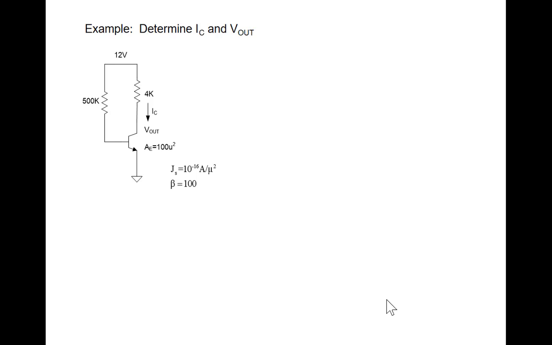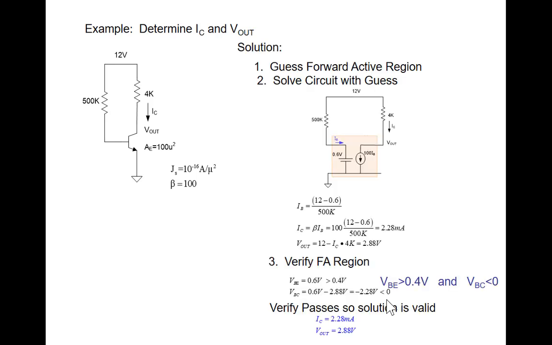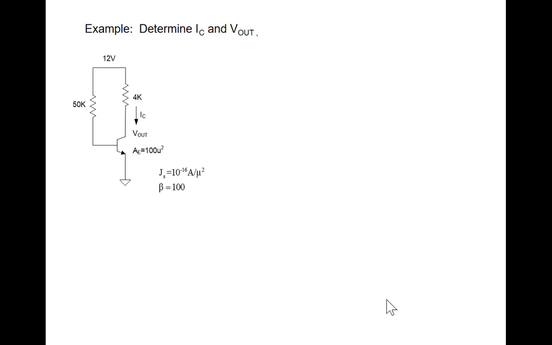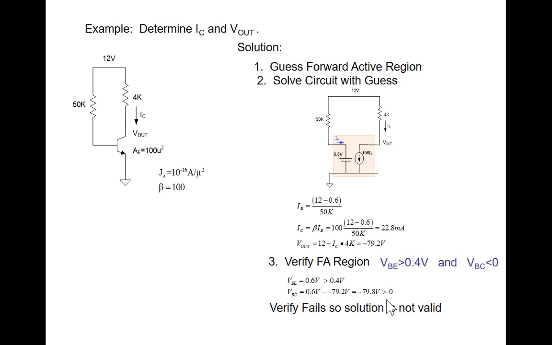So if you designed this circuit, fabricated in a process, and sometimes it came out at 100, and sometimes at 150, and sometimes at 80, the circuit would be all over the place. So the same circuit. In this case, I'm only changing one thing, and that's the base resistor. Since we were successful last time by guessing the forward active region, analyzing the circuit, I'll do the same thing. Guess forward active, solve the circuit with the guess, and then verify.